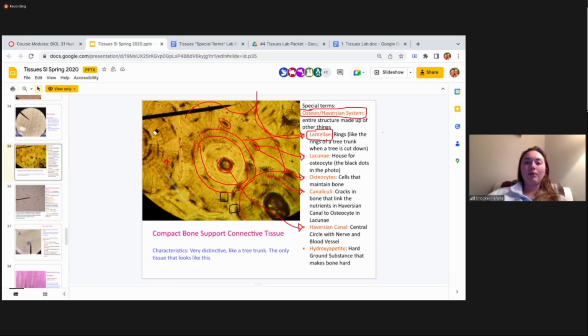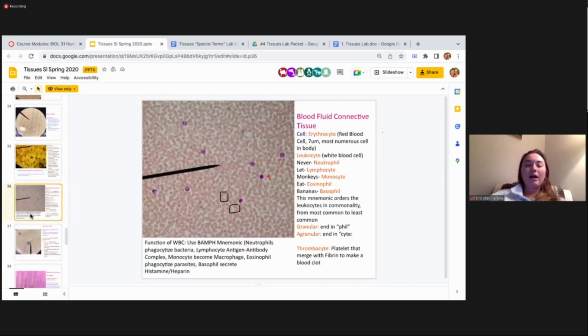And now for blood. For blood, we have our white blood cells, our red blood cells, and our platelets, right? Red blood cells are going to be all of these pink, right? They're also called erythrocytes. The white blood cells are the purple little guys, and those are also called your leukocytes. You have 5 different white blood cells, and you do need to know their functions for this lab exam.